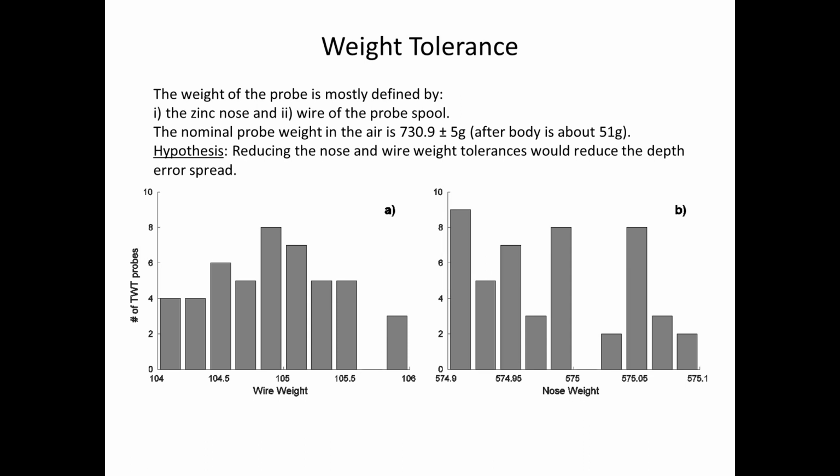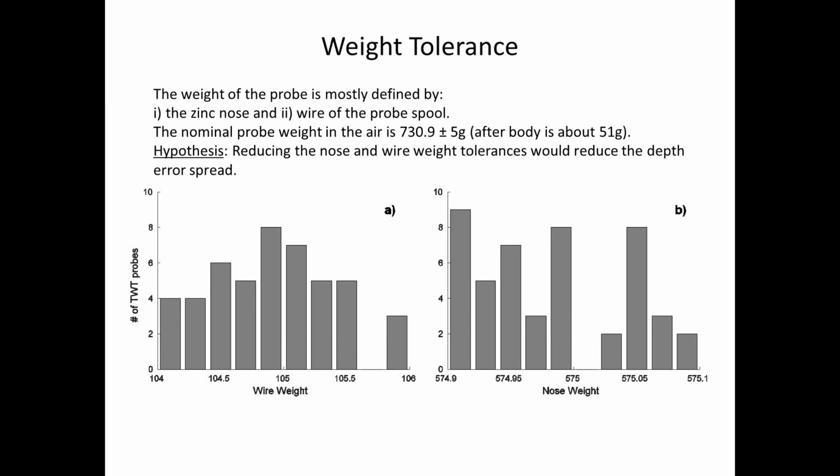So a little bit on what the weight tolerance of the probe is. The probe has 3 parts: the zinc nose, the wire spool inside the probe, and the afterbody, the black part of the probe. The total weight is 730 grams, and the variability is about 5 grams. Some early studies have said that this variability of the mass would change the way it behaves in the water.